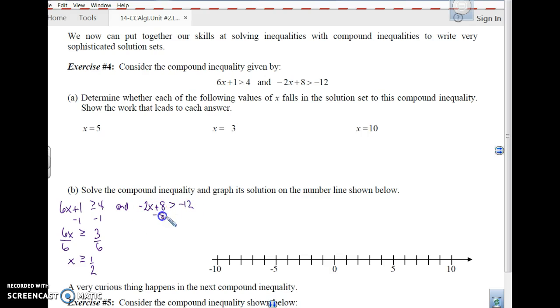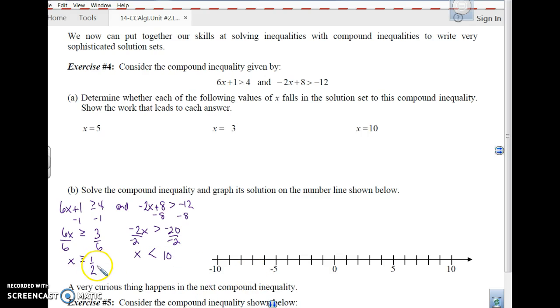All right, I want to subtract the 8. -2x is greater than -20. And then I want to divide by -2, which should send off alarm bells in your head, because what happens when you divide by a negative? The inequality will flip the opposite way. All right, so -20 divided by -2 is 10.